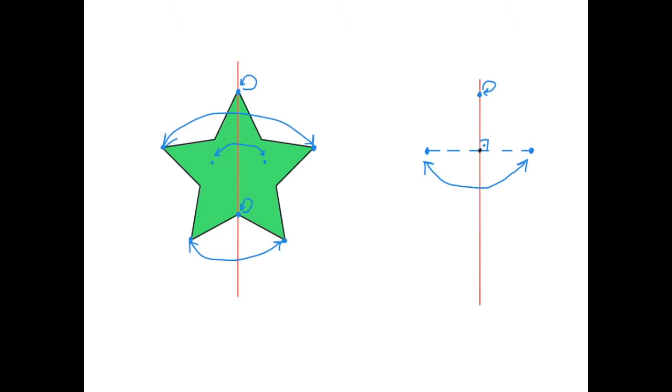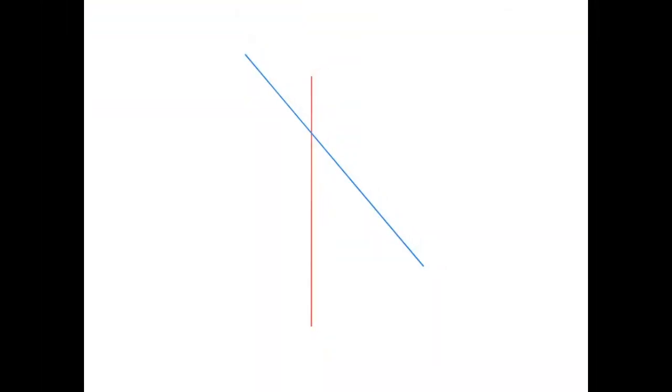Since each point in the star has a mirror image inside of the star, and each point outside of the star, for example here, has its mirror image also outside of the star. And now let's ask ourselves, what's the reflection of this line with respect to this mirror? In other words, what's the symmetric image of this line under axial symmetry with respect to this axis? Well, first of all, notice that this intersection point is its own mirror image, and therefore the mirror line would also pass through this point.